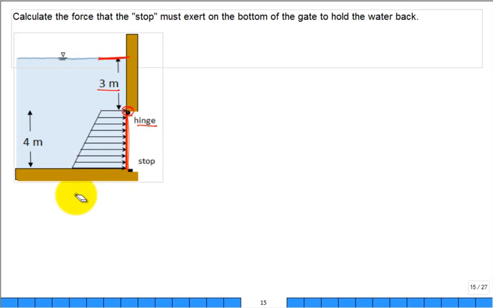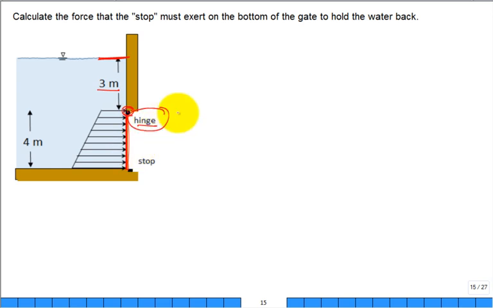But what we want to do is calculate the force that the stop applies to hold the water back. What's it going to be applied to? The bottom of the gate. The top of the gate is hinged. Right? So let me see how far you can get on this problem. I'll pause and take a break, walk around.